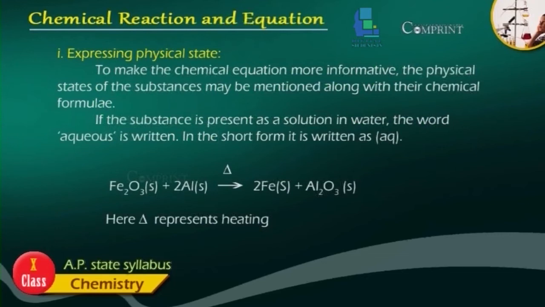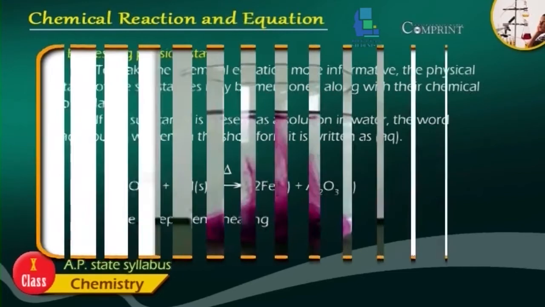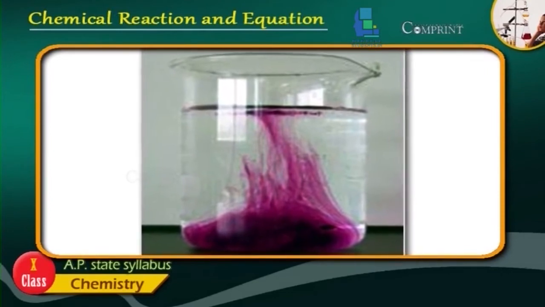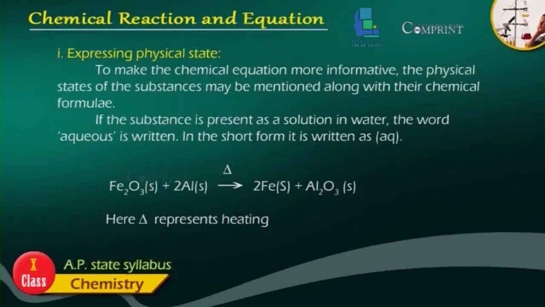Expressing physical state. To make the chemical equation more informative, the physical states of the substances may be mentioned along with their chemical formula. If the substance is present as a solution in water, the word aqueous is written. In the short form, it is written as aq. Fe2O3 + 2Al, with heat, gives 2Fe + Al2O3.